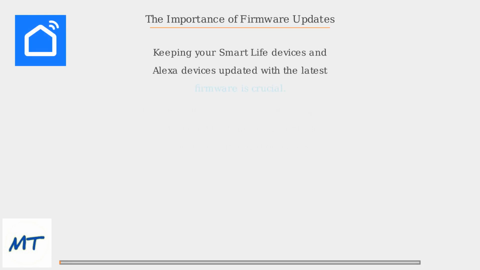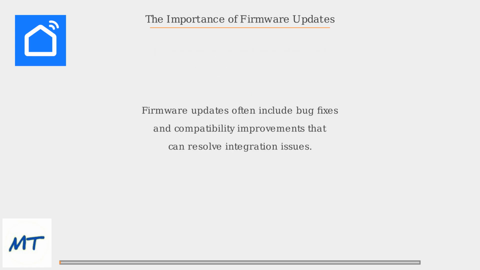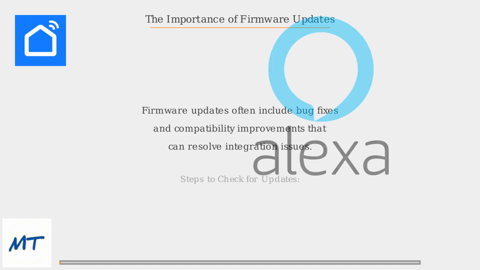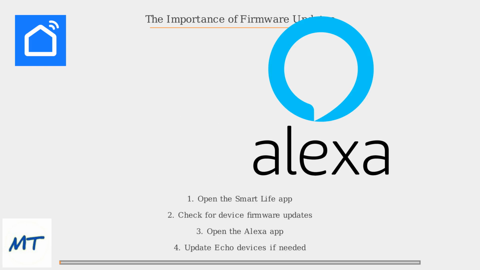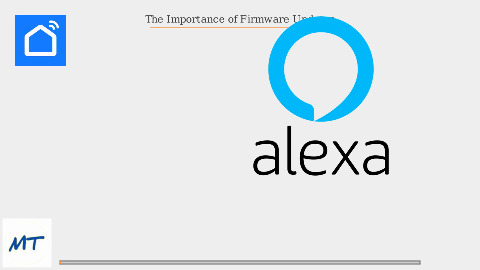Keeping your Smart Life devices and Alexa devices updated with the latest firmware is crucial. Firmware updates often include bug fixes and compatibility improvements that can resolve integration issues. Make sure to check for updates regularly in both the Smart Life app and the Alexa app. According to PC Mag, SkillSync failures dropped by 45% with automated prompts to update.